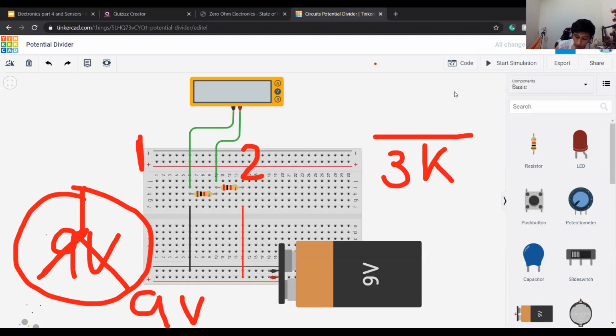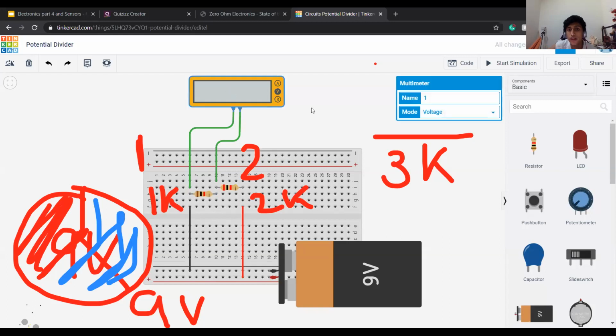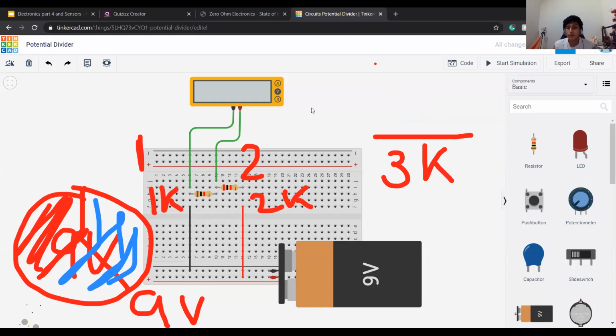Because see, it's getting divided into 3 pieces. One of them is 2k, the other one is 1k. One is 2k ohms, another one's weight is 1k. So one of them gets one of the pieces and the other one gets 2 of the pieces. Understand that? So now if I'm measuring it across the 1k ohm one, how many volts should the voltmeter show?